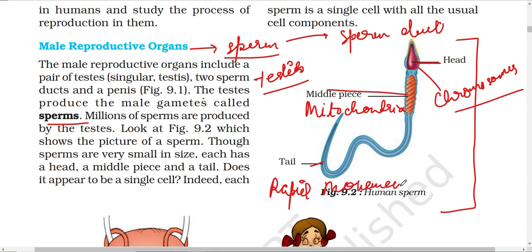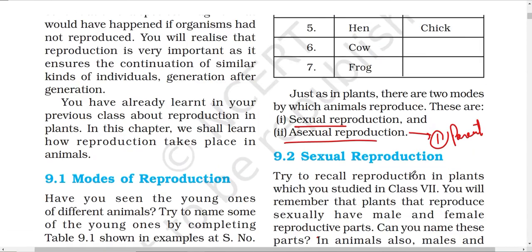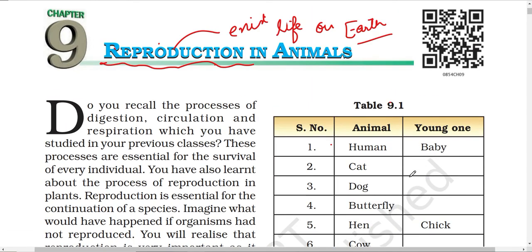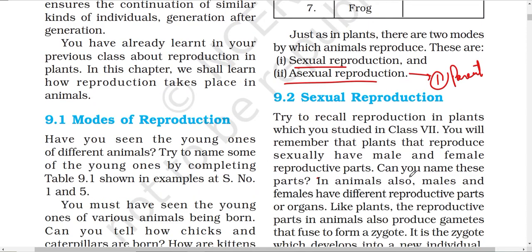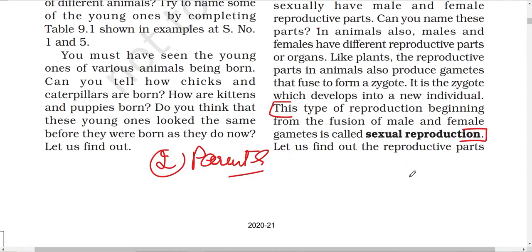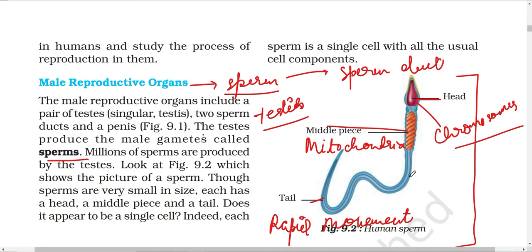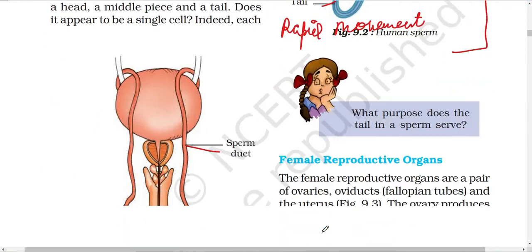So let us recap whatever we have studied till now. We have studied what is reproduction, why it is essential, what are the two modes of reproduction, what is the meaning of sexual reproduction, and what is the difference between sexual and asexual reproduction. Now, what is the male gamete? What does the male reproductive organ consist of? What is scrotum and the different parts of sperm and their functions, such as the head contains chromosomes, the middle piece contains mitochondria, and the tail helps in rapid movement.